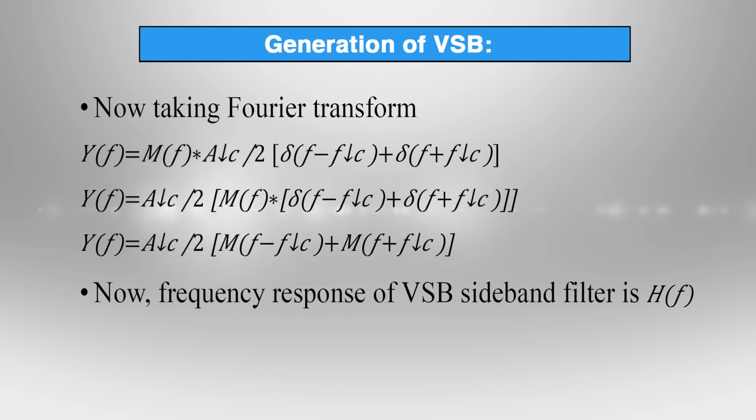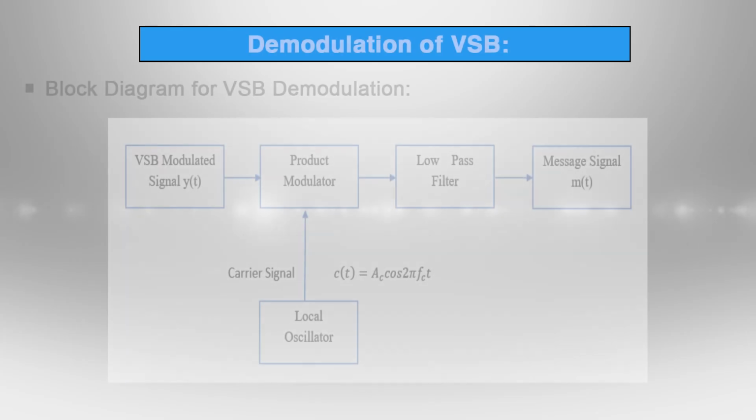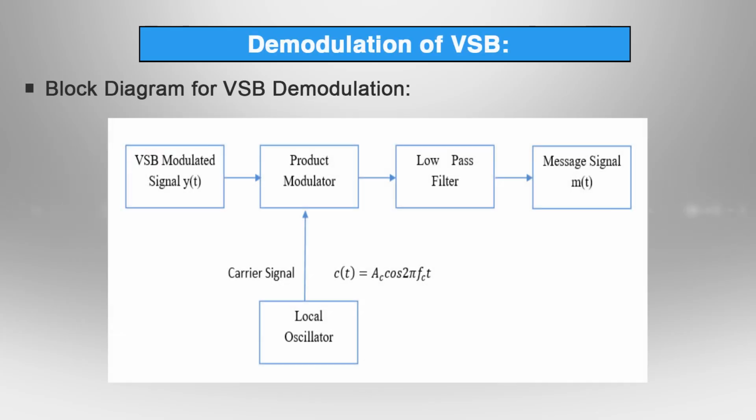Now, the frequency response of the VSB sideband filter is H(f). This signal is passed through the filter having frequency response H(f), then the output of the VSB sideband filter will be Y'(f), equal to Ac/2 times [M(f − fc) + M(f + fc)], the whole multiplied by H(f), where H(f) is the frequency response of the filter used. Now, next is demodulation of VSB.